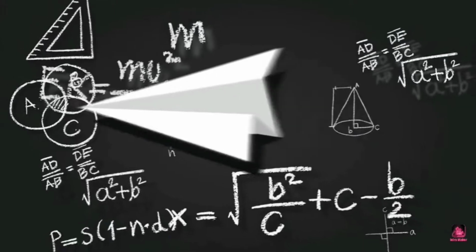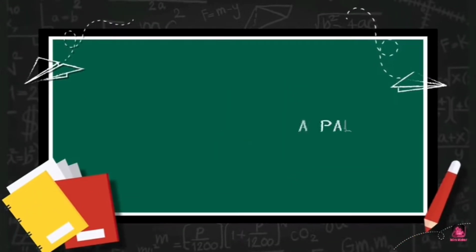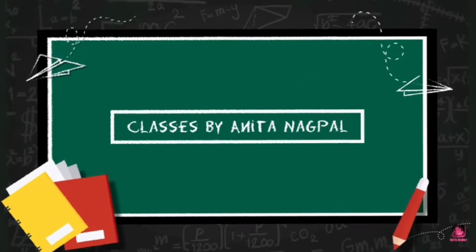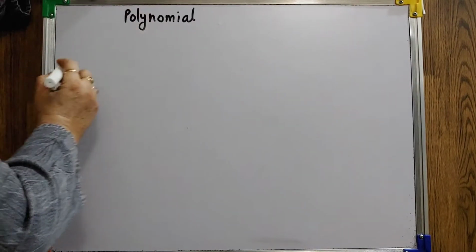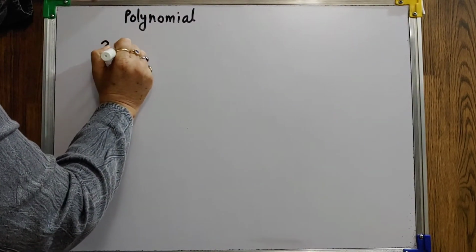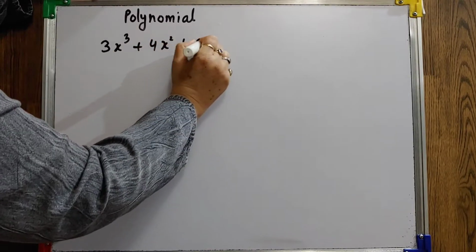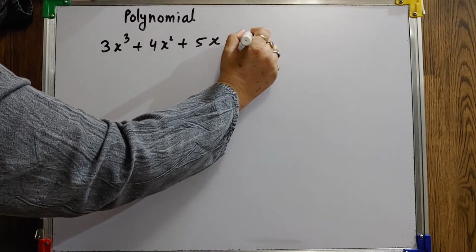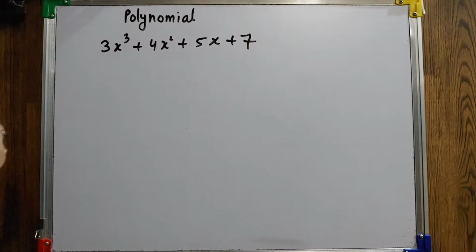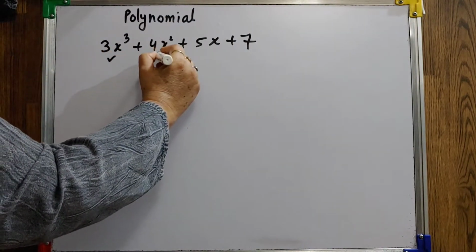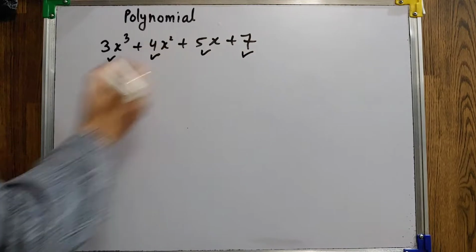Now in this video we will discuss quadratic equations. So let's just recall the polynomial. Now suppose this I am writing. It's a polynomial. It has 1, 2, 3, 4 terms.